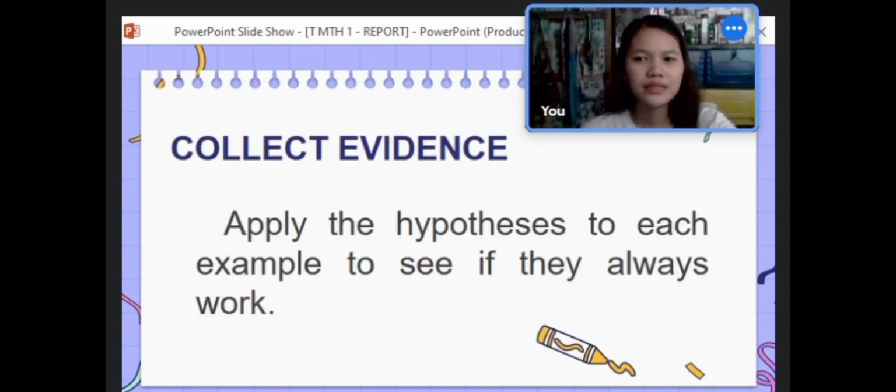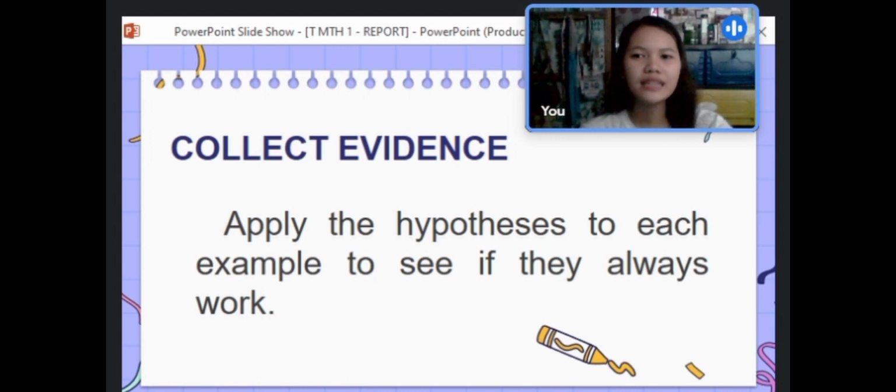So next is collect evidence. Apply the hypothesis to each example to see if they always work. Diri kay ang students mangolekta og ebidensya para masuportahan ang ilang hypothesis para mapakongkrete nila ang ilang idea about sa topic. And paghuman kay mag-ask sa mga students or pwede volunteer nga students nga i-apply ang ilang hypothesis para ma-proof nga tama ang ilang gibuhat.